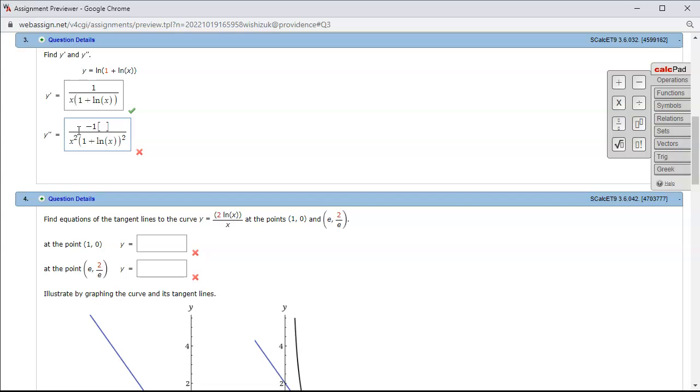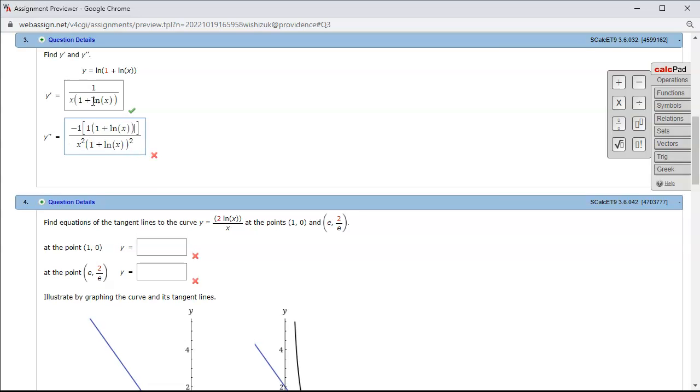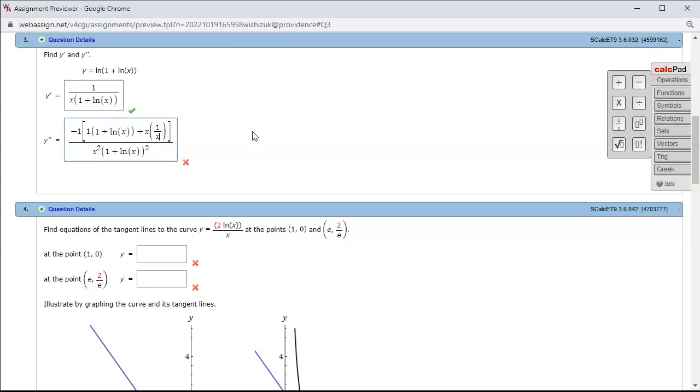Then we just have minus, 1 is the top, and then the derivative of the bottom. I'm going to use the product rule. x is the first guy, 1 plus natural log of x is the second guy. So the derivative of x is 1 times the second, which is 1 plus natural log of x, plus the first guy, x, multiplied by the derivative of the second. The derivative of 1 is 0, and the derivative of natural log is 1 over x. So we have that. Then we just have to clean it up.